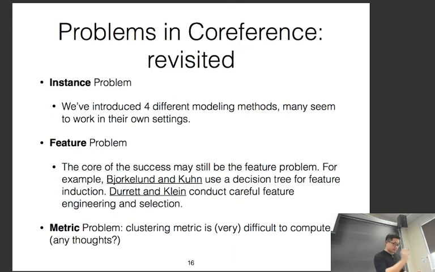this, I don't know how to read his name, Bjorkelund and Kuhn, maybe. They extract a lot of features first, and they use a feature induction technique to induct that using a decision tree first. And then finally they select a lot of features and put them into their final model. So these are all very hand engineering and very time consuming. A lot of this can be replaced with neural networks nowadays, because neural networks are supposed to be feature extractors, and at least we hope them to.